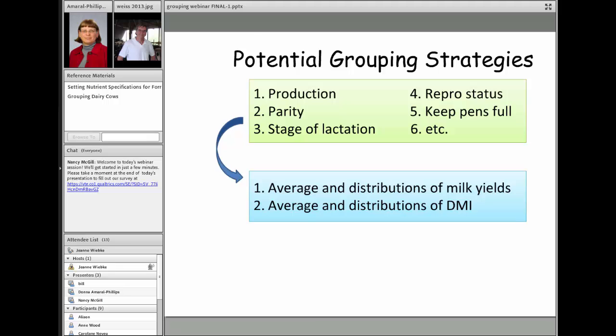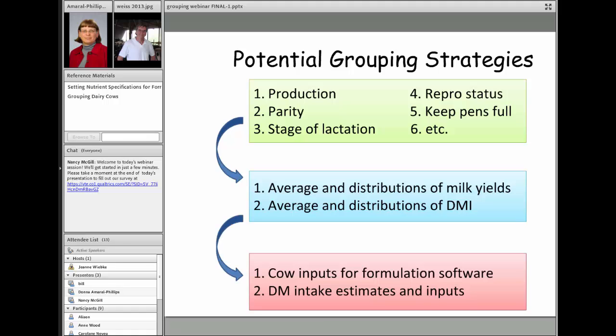So your grouping decisions affect the distributions of milk yields. It also affects the distributions of dry matter intakes within that pen, which again has impacts on formulation specs. We have to consider more than just average milk yield or pen average dry matter intake when we formulate. I'm going to keep talking distributions rather than data points, and how these distributions affect inputs.